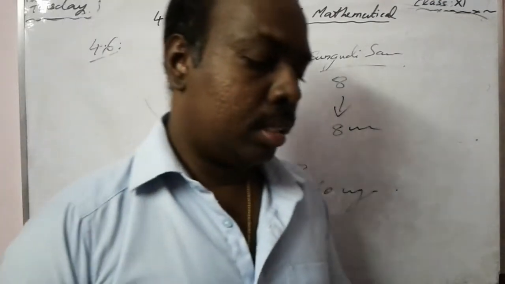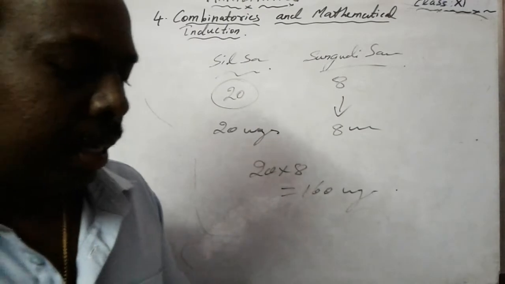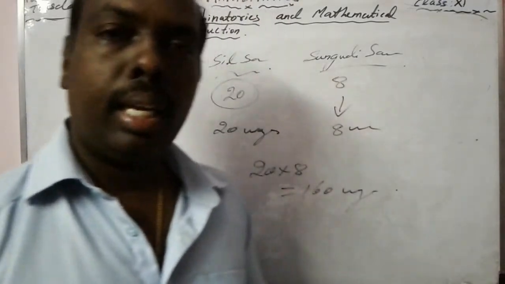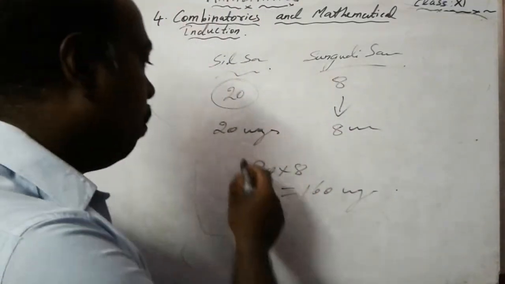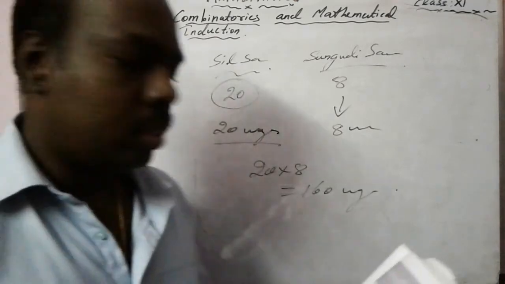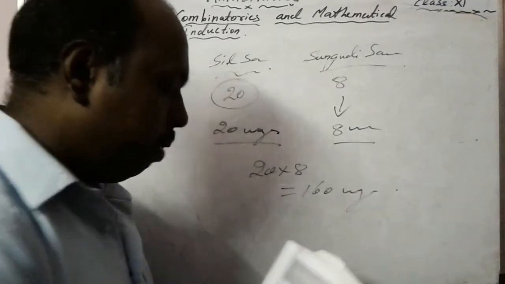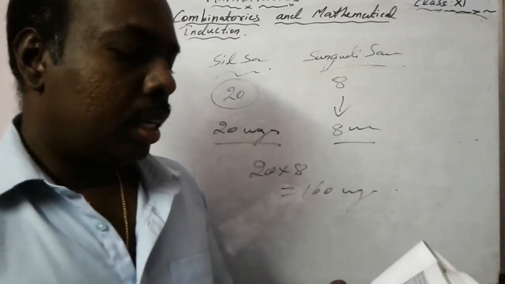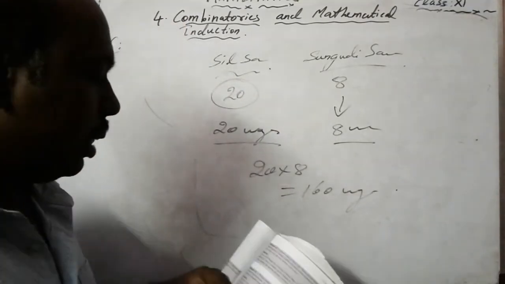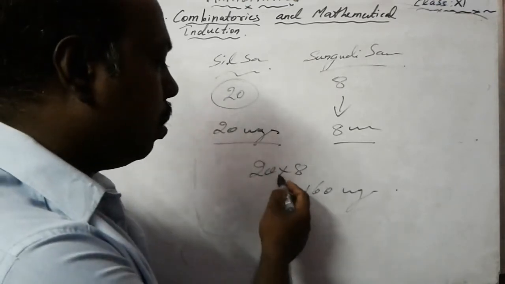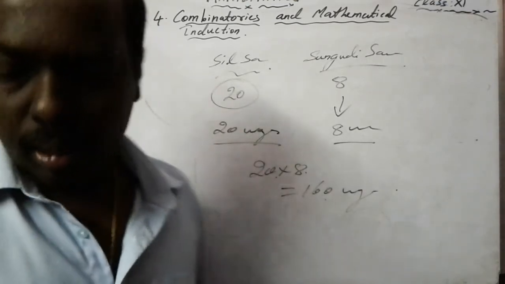So the step you can write like this: the woman can select a silk sari in 20 ways. And the second type of sari in 8 ways. So therefore, total number of ways of selecting these 2 saris is 20 × 8, that is equal to 160 ways.